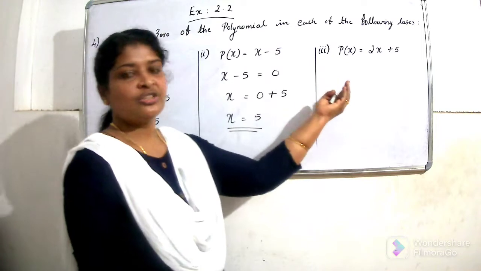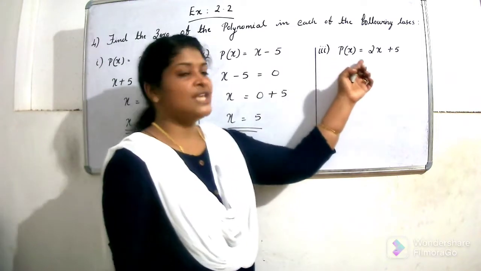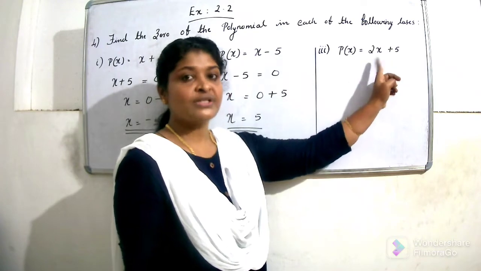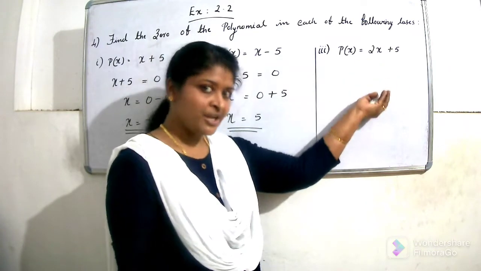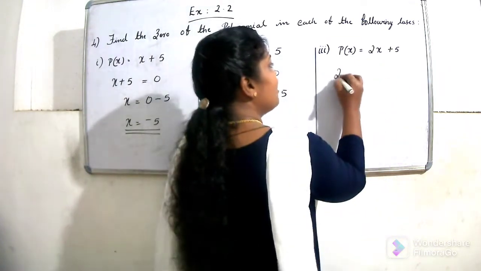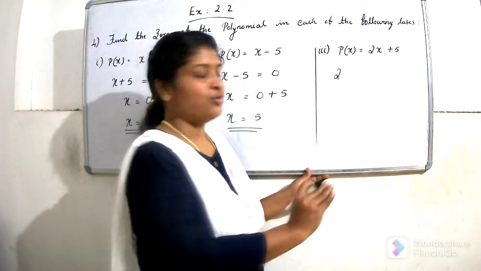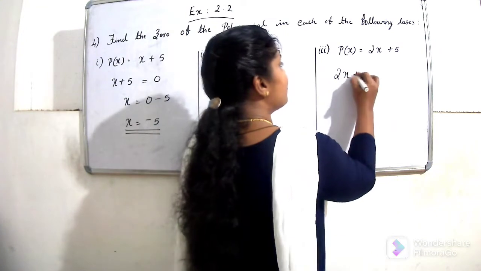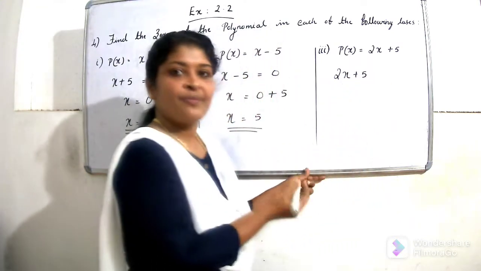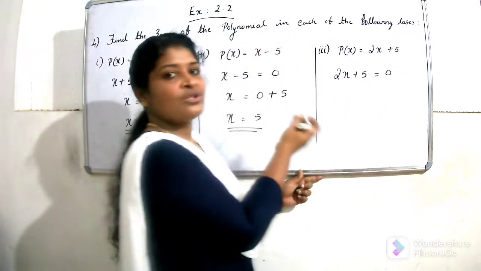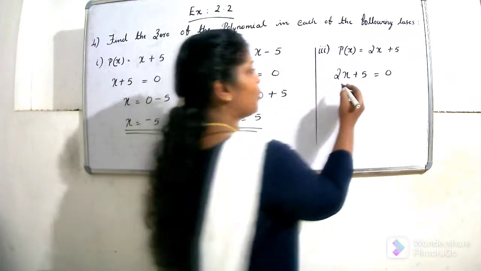Positive 5 and negative 5, result is 0. Now move on to the third question. p of x equal to 2x plus 5. So the polynomial is 2x plus 5. Now how to do this? Let us check. First, what is the first step? What is the polynomial given? That we have to write. So we write. Now what is the next step? Equate to 0. So equal to 0.